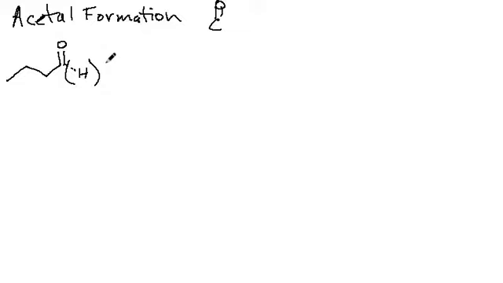In order to form the acetal, we first need to form the hemiacetal, and we're going to do that by adding one molecule of 1-propanol. So here's our alcohol group, carbon 1, 2, 3. So that's propanol, 1-propanol. We're going to do this with an acid catalyst, so I'm putting the H plus there.